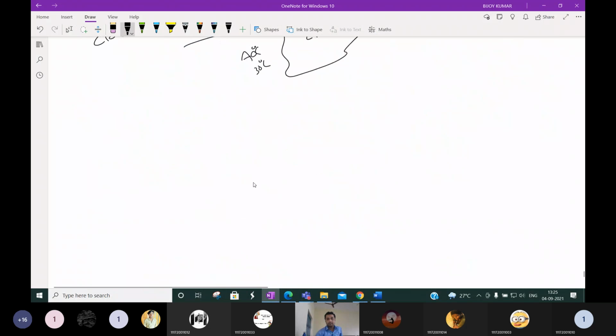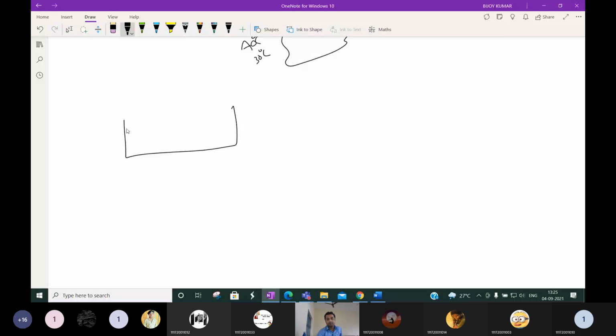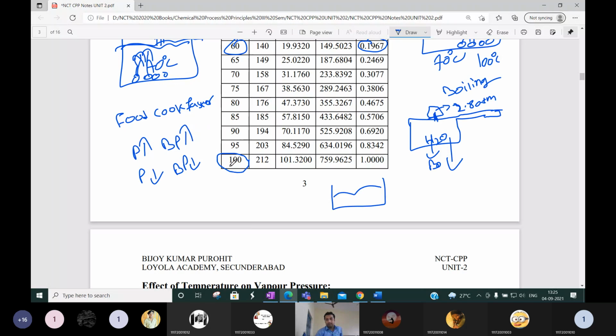Please try to understand this concept, okay? This will not come in questions, but you should know these things. At 100 degrees centigrade, suppose the outside atmosphere is 1 atmosphere. Okay, we are not using a pressure cooker. Then the vapor pressure generated at 100 degrees centigrade is 1 atmosphere.